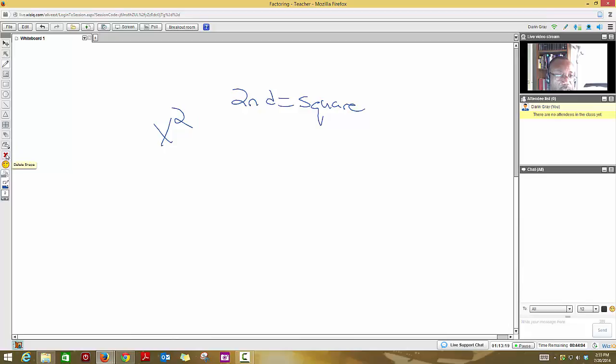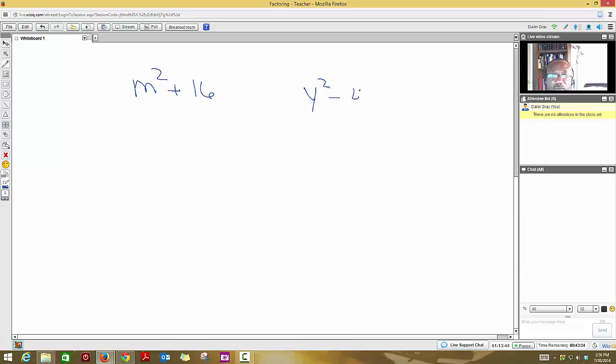Okay, and I'm going to delete that so that it doesn't become confusing later. But let's look here. Sometimes we're going to have an expression that has a variable squared and a number squared. It can either look like this, let's go with m squared plus 16, or it can be y squared minus, let's go with 4. This one, there's not a whole lot we can do with. Okay. All right. This one, there is. And here's why.